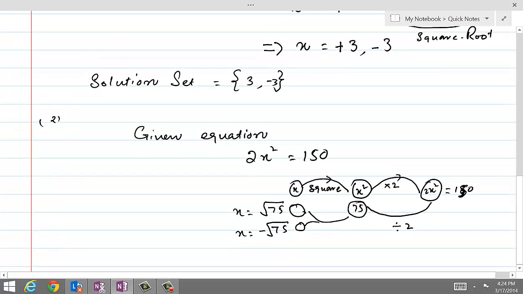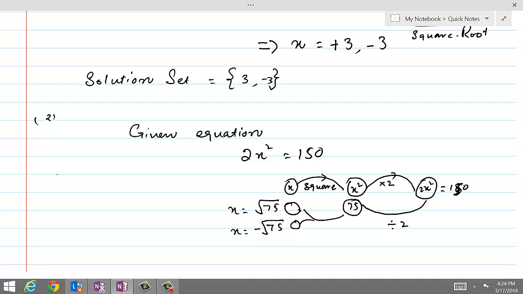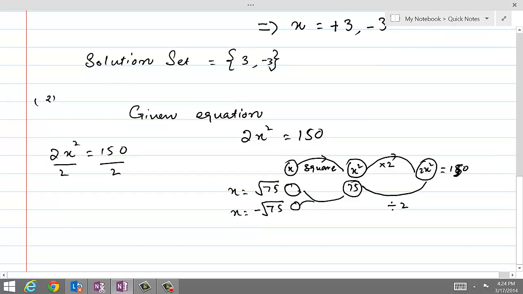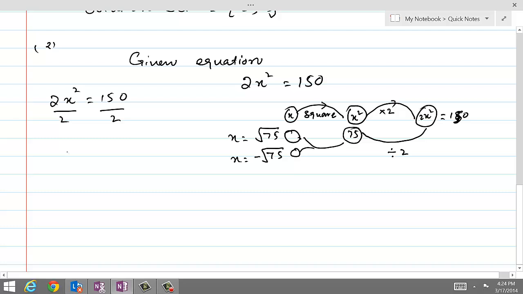But if we write it otherwise, we can see that 2x squared is equal to 150. Dividing both sides by 2 will give us x squared equal to 75, and then taking square root. But remember, these are the inverse operations of square. Taking square root of both sides.